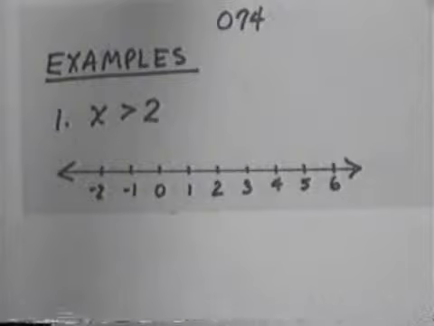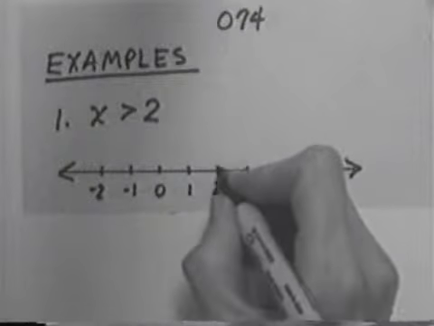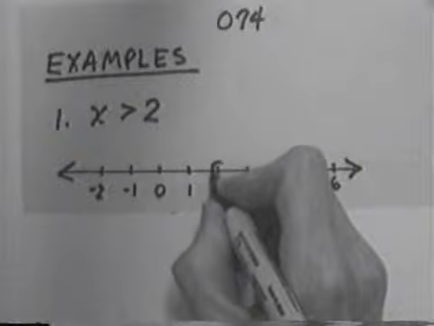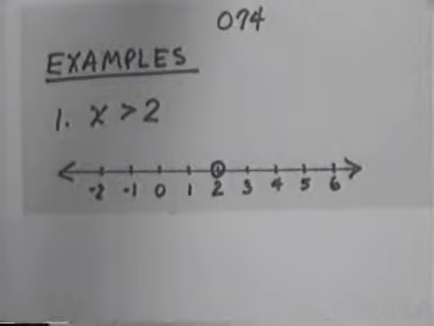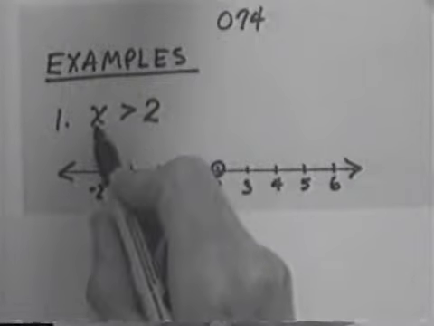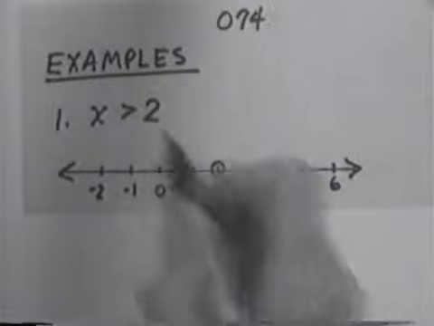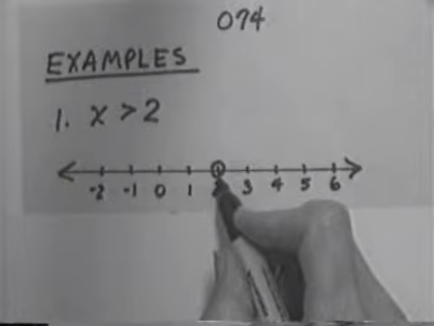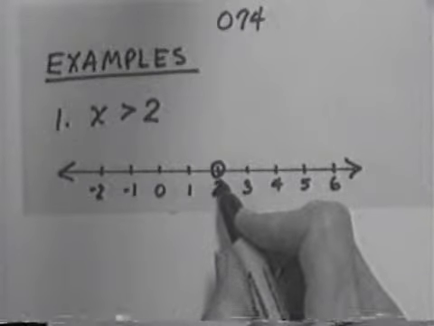The procedure says first I must circle the boundary number point on the number line. So I circle the boundary number point, which is 2. Fill in the circle only if the boundary number is included in the solution. Notice that this says x is greater than 2. 2 is not greater than 2, and so I do not include 2 in my solution. Therefore, I do not fill in the boundary number point.